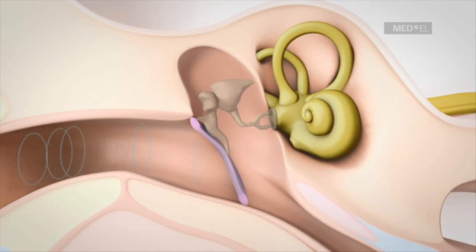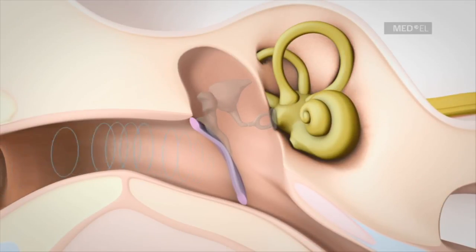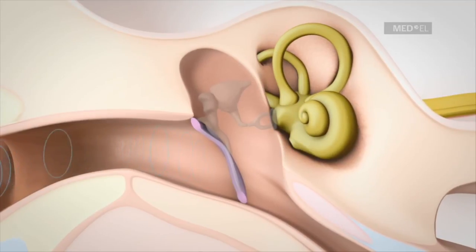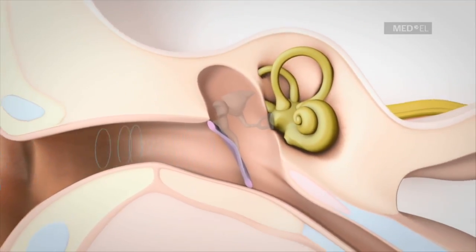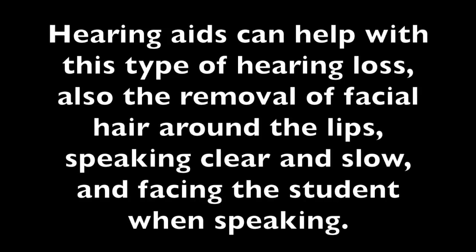When the hearing loss cannot be treated medically or surgically, the result is a permanent conductive hearing loss. In these cases, many people benefit from middle ear implants or conventional hearing aids. Hearing aids can help with this type of hearing loss. Also helpful are the removal of facial hair around the lips, speaking clearly and slowly, and facing the student when speaking.